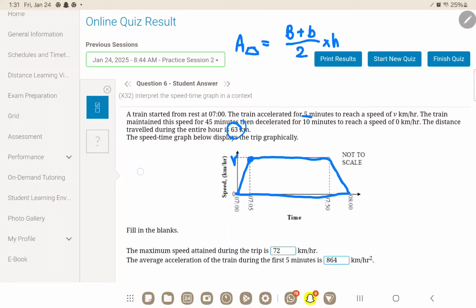So 63 equals, which is your area, distance is the area, equals big base, which is from 7 to 8, so 1, plus small base, which is from 7:05 to 7:50, that is 45. But again, that's 45 minutes.